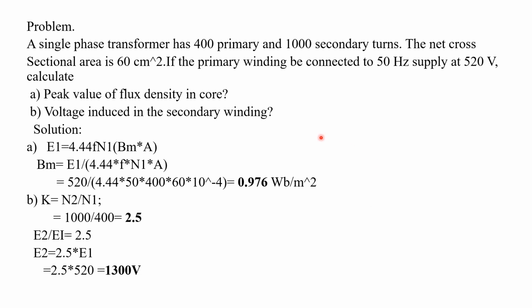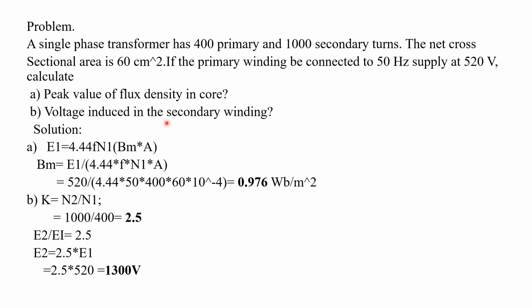So based on this, we can solve a problem. A single phase transformer has 400 primary and 1000 secondary turns. The net cross-sectional area is 60 centimeter square. If the primary winding be connected to 50 Hz supply at 520 volt, then calculate A. Peak value of flux density in the core. B. Voltage induced in the secondary winding.